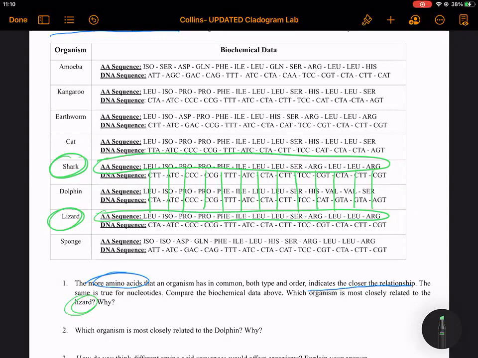And if they have the same amino acid sequence, what does that mean? They're going to code for the same what? Protein. Perfect. So the answer here was the shark. They have the same amino acid sequence, which means they're going to code for the same protein.